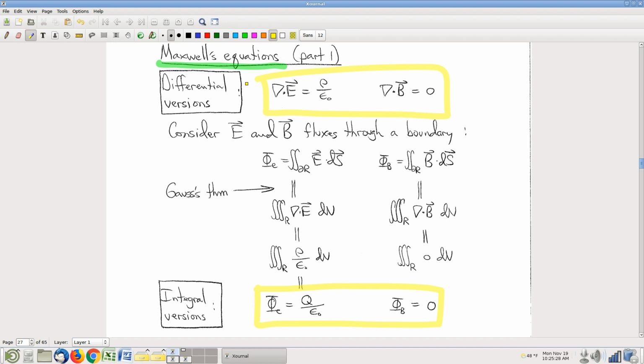In fact, let me say it yet again a little bit differently. This equation here says flux density is proportional to charge density, and this equation down here says flux is proportional to charge. They say the same thing, just the ones at the top have the word density at the end. That's it.